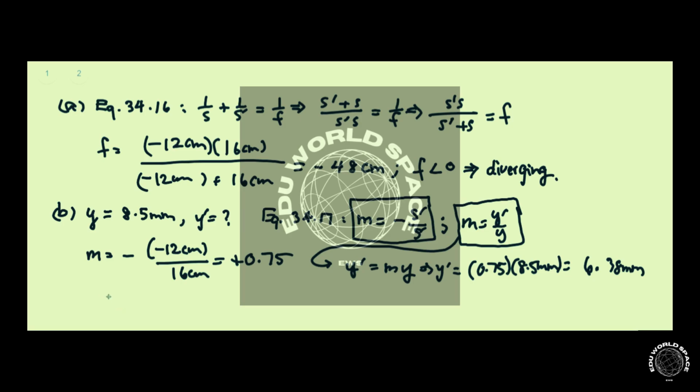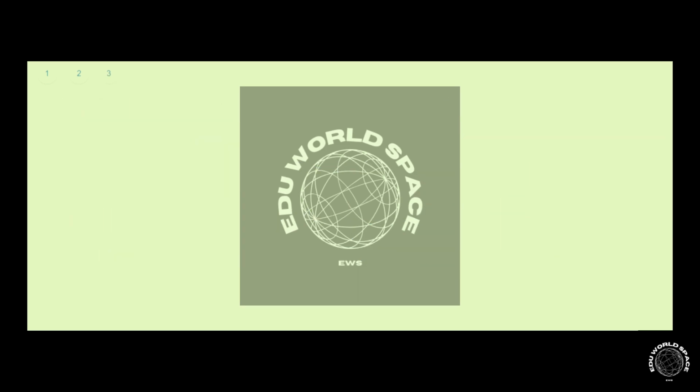Now we're asked if the image is erect or inverted. Since m is positive, the image is erect. Now for part C, we'll draw the principal ray diagram. Okay, so let me draw the optic axis, and we have a diverging lens, so I'll do my best to draw some straight lines, although I might have some issues.